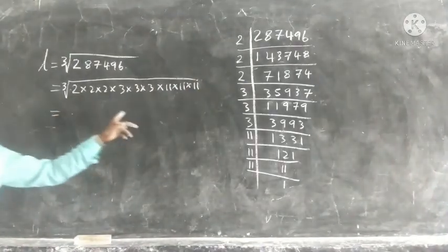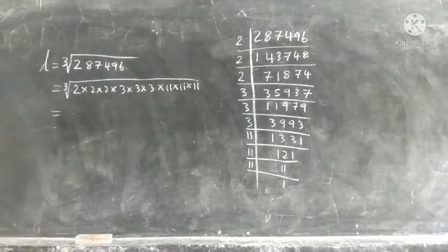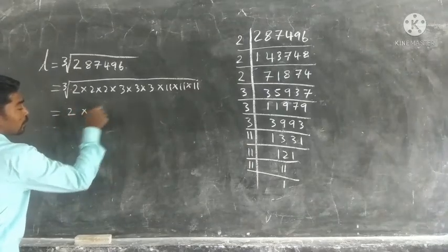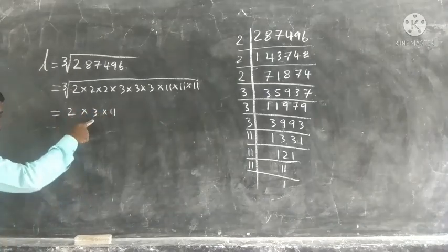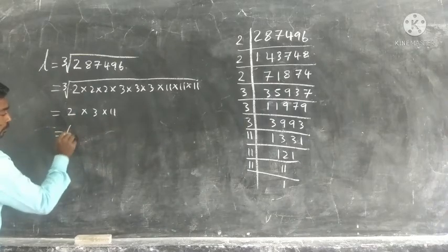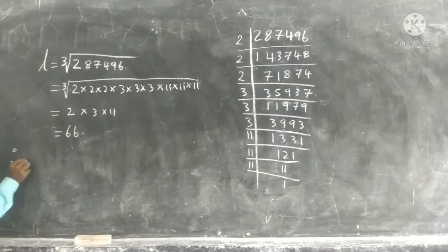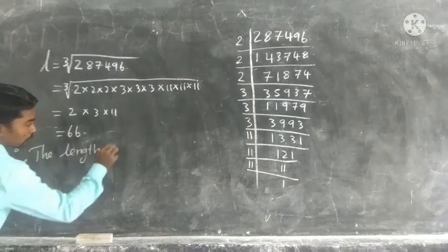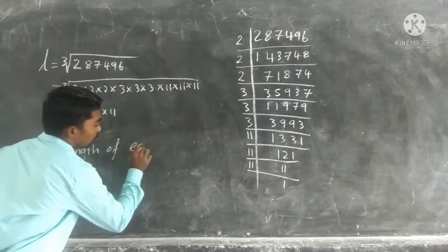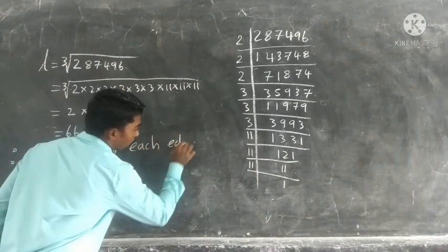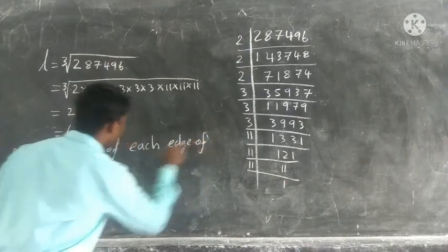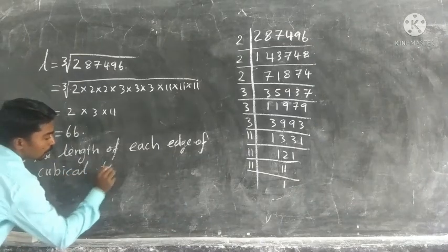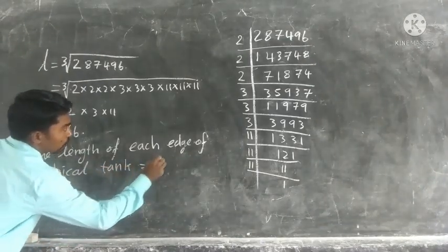If you observe these factors, each factor appears in a group of 3. So taking one factor from each group, you get 2 into 3 into 11. 2 3s are 6, 6 11s are 66. Therefore, the length of each edge of cubical tank is equal to 66.